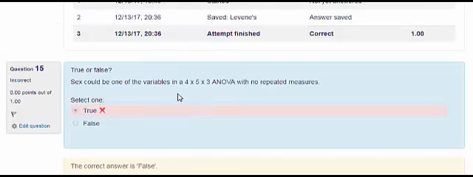Okay, this one. So you have a 4 by 5 by 3. That means you have one IV with 4 levels, one IV with 5 levels, one IV with 3 levels, and sex could be one of these. So, like an idiot, I was assuming there's only 2 sexes, male and female. But you're right, there could be other sexes, I guess. But one of these should have been a 2, right? That would have represented both male and female gender. So this would have been false, unless, of course, you want to apply one of those other strange sexes.